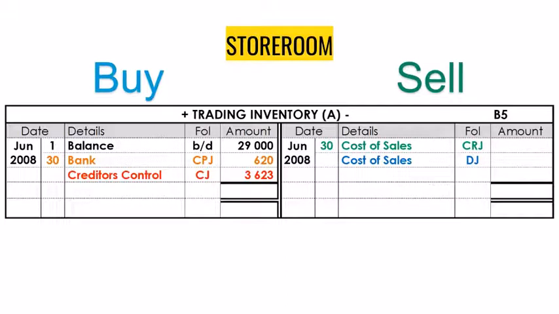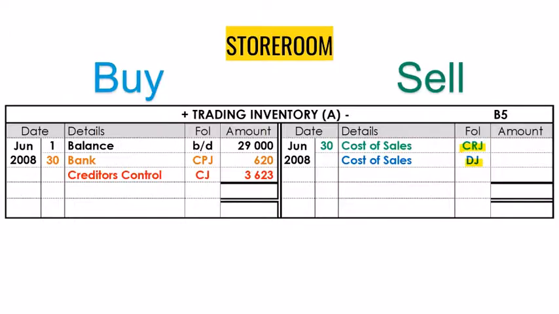We record the cost price of the trading inventory that we sell in the cost of sales columns in the CRJ and the DJ. So you can make a note for yourself if you want to. On the credit side, we use the cost of sales columns, and on the debit side, we use the trading inventory columns. So we've got two options when we sell. We can either sell the products for cash in the CRJ, or we can sell it on credit in the DJ. If you don't understand that, then study your format.